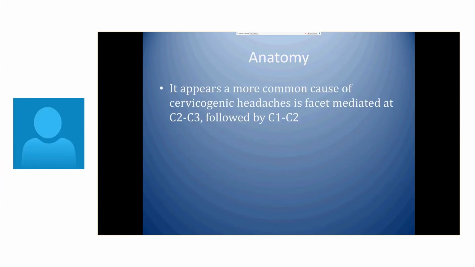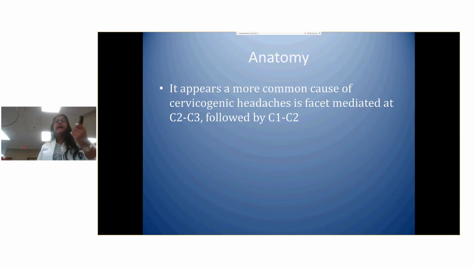In doing my reading and in seeing some patients in the clinic that may have cervicogenic headaches, it does appear that a more common cause is facet mediated, more so at C2, C3, followed by C1, C2. I'm going to go into the anatomy of the facet and the distribution of facet pain because of this.